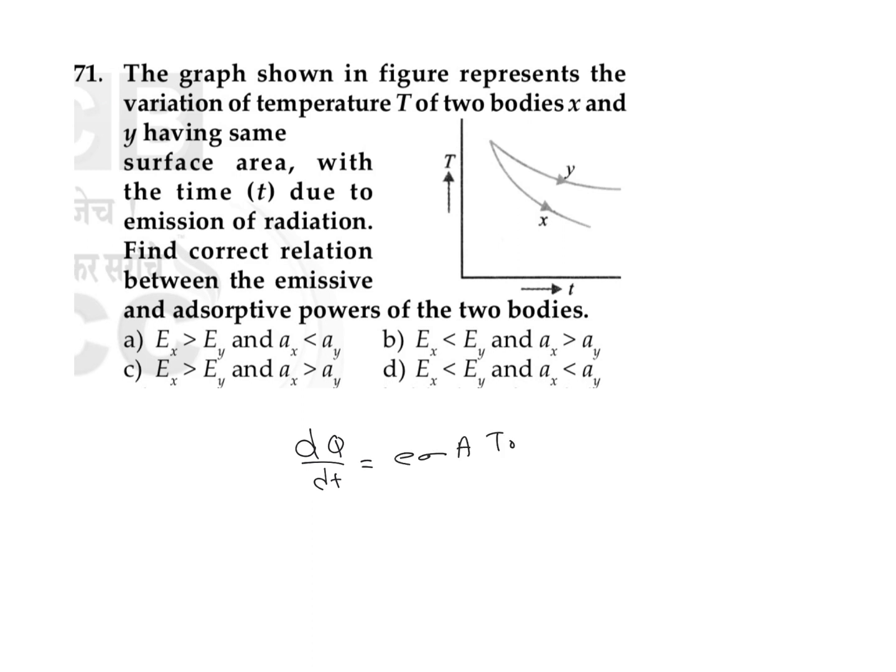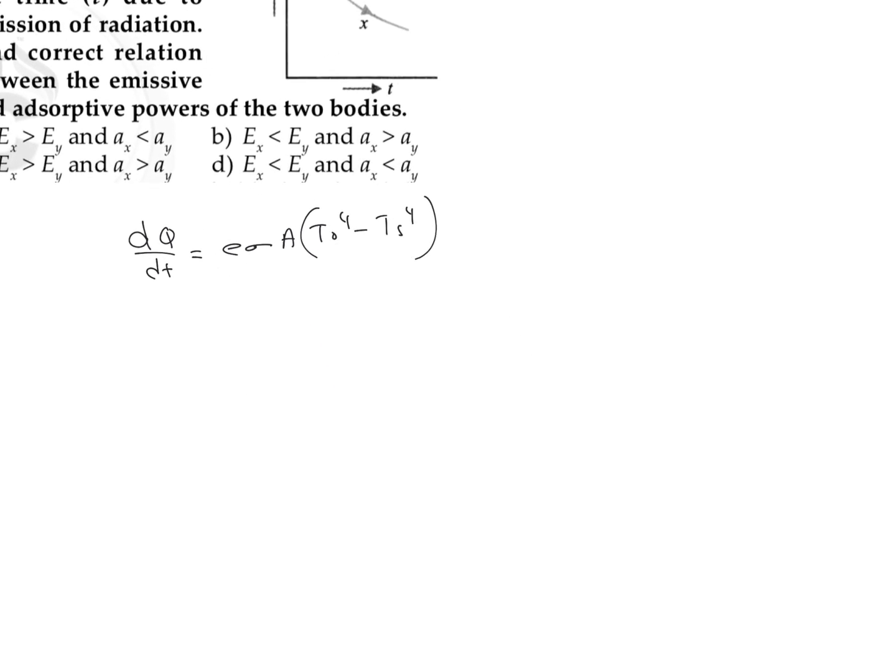A times temperature of the object raised to 4 minus temperature of the surrounding raised to 4. This is the equation for the net flow of heat energy. So over here, if you are considering an object of mass m, specific heat capacity s, and let's say its emissivity is E, we can use that equation if some amount of heat energy dQ is removed from this object.